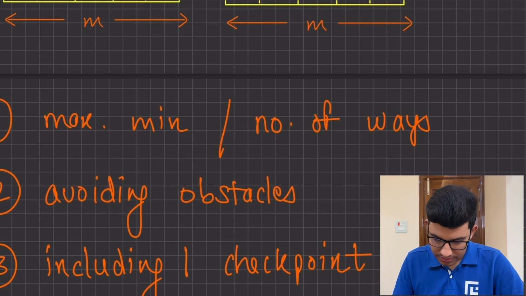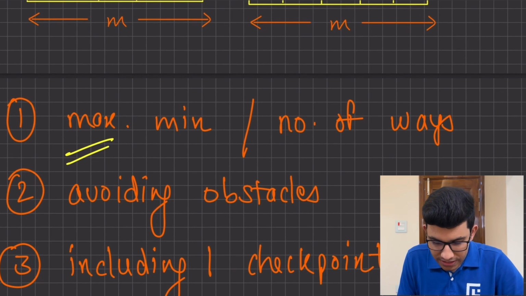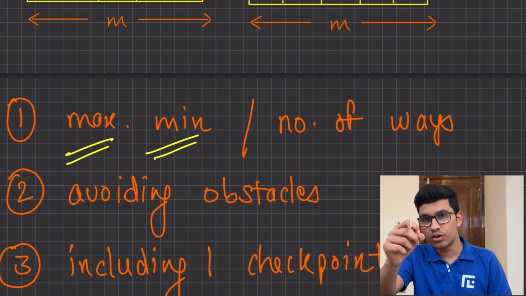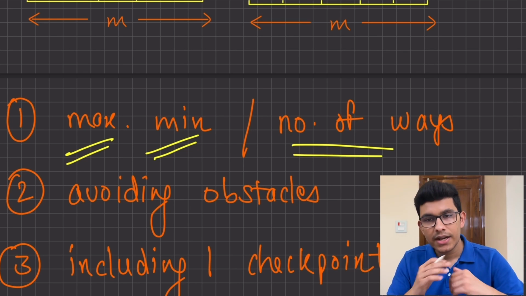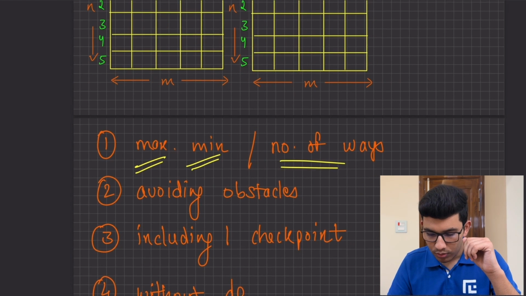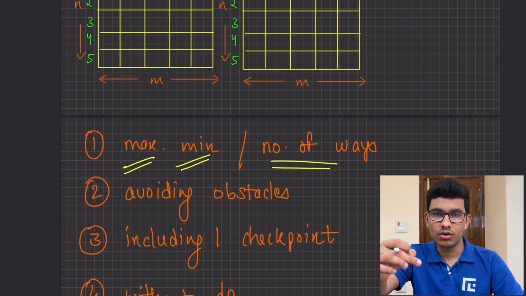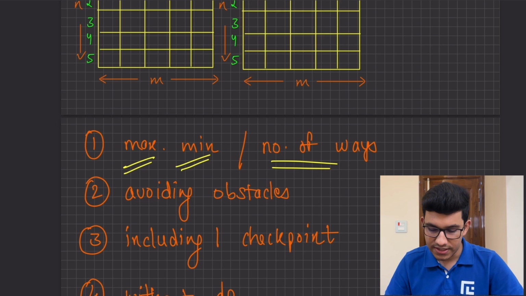If you had to find out the maximum or the minimum sum path from 0, 0 to n minus 1, m minus 1, we are done. Correct? Now let's talk about the number of ways. How do you find out the number of ways to go from 0, 0 to n minus 1, m minus 1? Let's consider that.